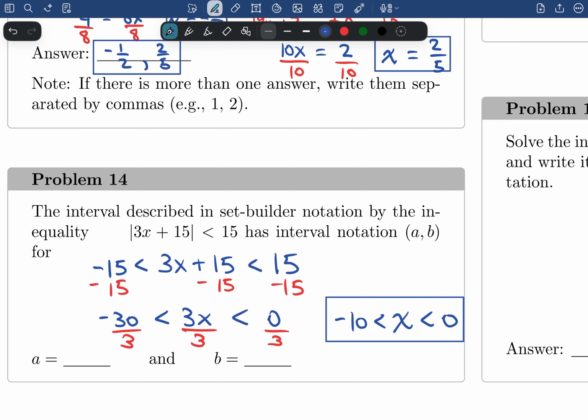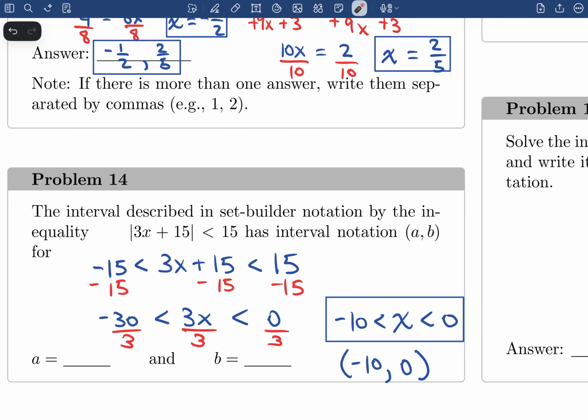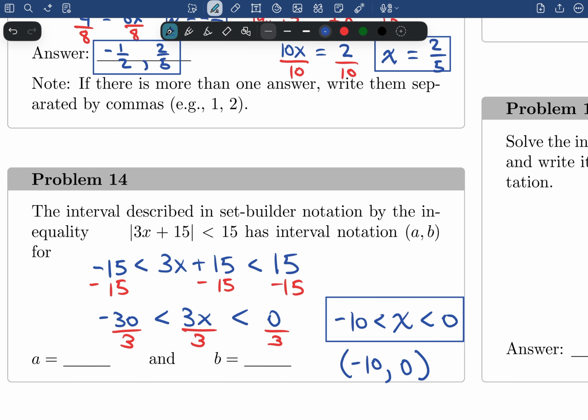But that's the solution in inequality notation. If we write the solution in interval notation, we start at -10 and we go until 0. And because we have less than symbols on both sides, we put parentheses here and here. And this format looks exactly how they want me to write my answer for A and B. Well, what is A? A is -10. What is B? B is 0. And I'm done. I've answered it.